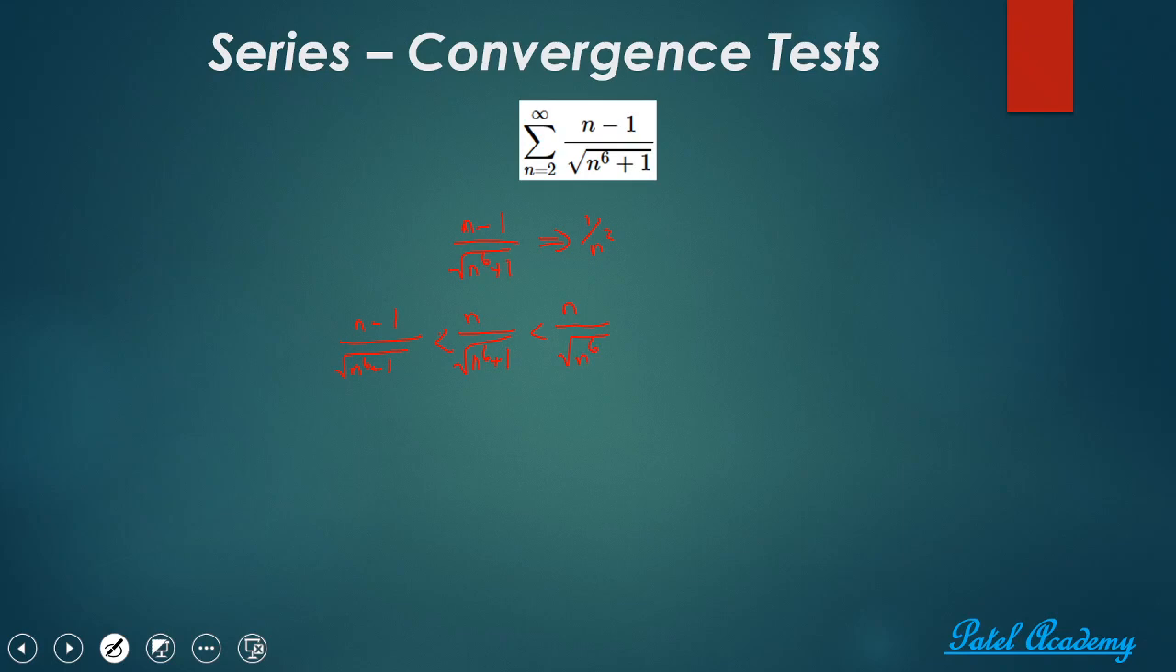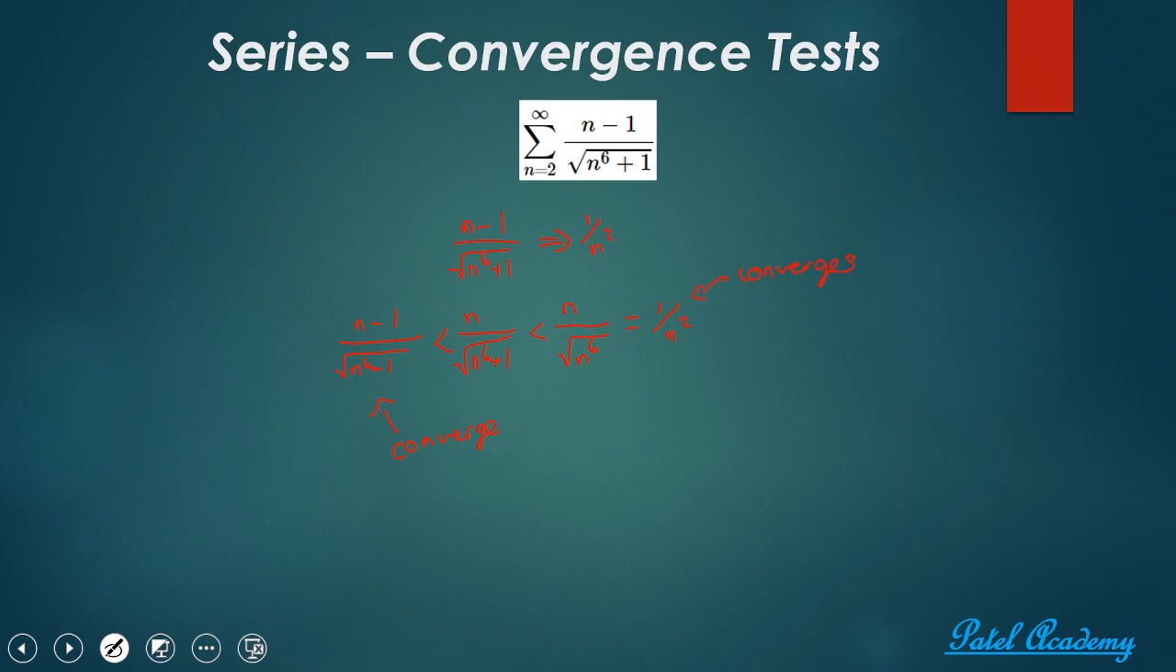Because we remove the 1 in the denominator, the denominator becomes smaller, and so the actual function n over the square root of n to the 6th is larger. And then we know that this is equal to 1 over n squared. And because we know that this converges, each of these will converge, and so this last one must also converge.